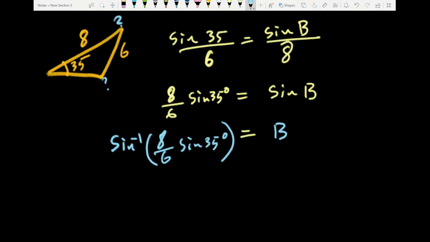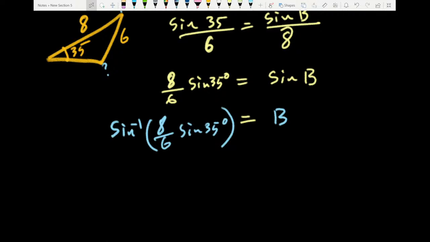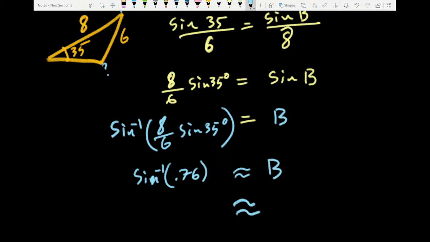Okay? So when we do that, we've got to ask ourselves, sine of what gives you this angle? And sine is positive in the first and the second quadrant. Let's do the first one right away. 8 over 6 times sine of 35, you get roughly sine inverse of 0.76. So the angle B is 49.9 degrees. So that's one of the angles.